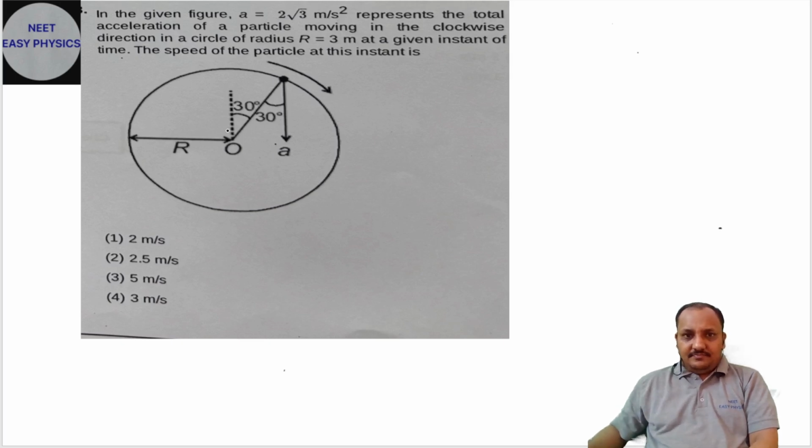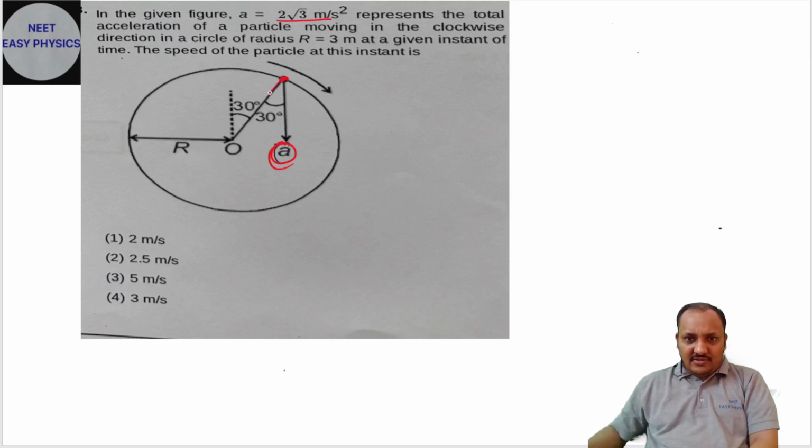So, see this problem. In the given diagram, acceleration A is going to be 2 root 3 meter per second square, which represents the total acceleration of a particle moving in clockwise direction. The radius is given. The speed of the particle at this instant is, at this point, what is the speed they are asking? For this, we should know it is moving in a circular path. Centripetal acceleration or resultant acceleration they have given like this, isn't it?